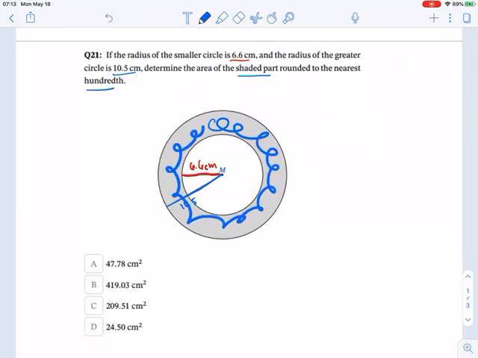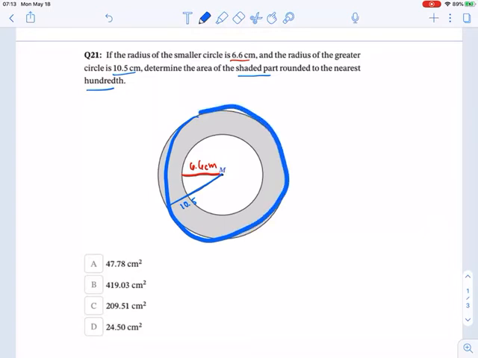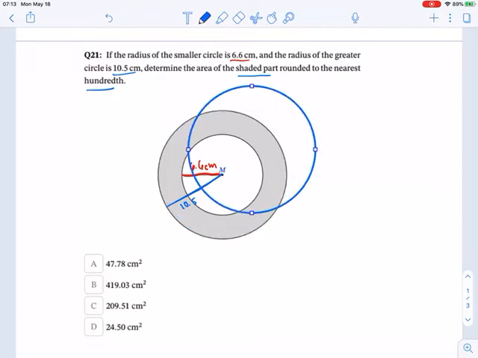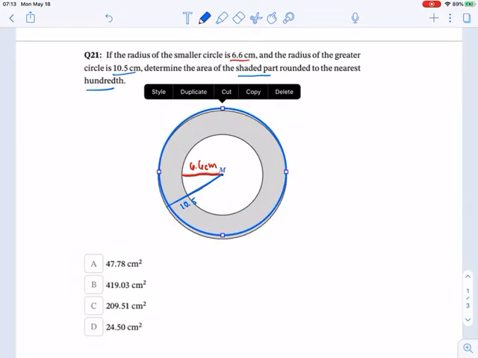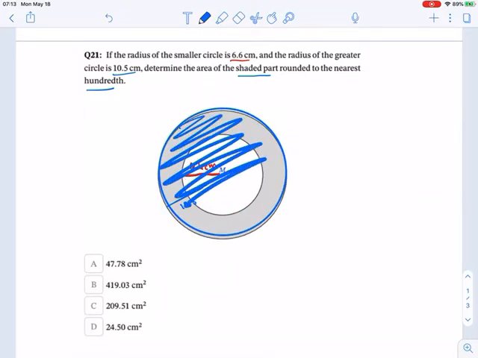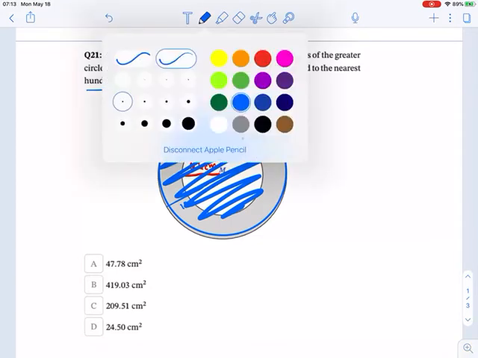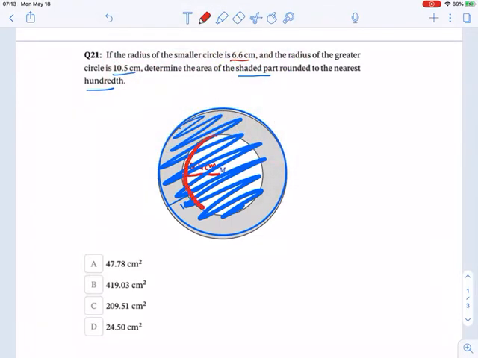The easiest way to do that is to get the big one, which would include everything here. That's the whole thing. And I'm going to cut out a little circle right in the middle, and that circle in the middle is the small circle. So I'm going to find the area of the big one, find the area of the small one, and take this part away, and all I'll be left with is the shaded area.